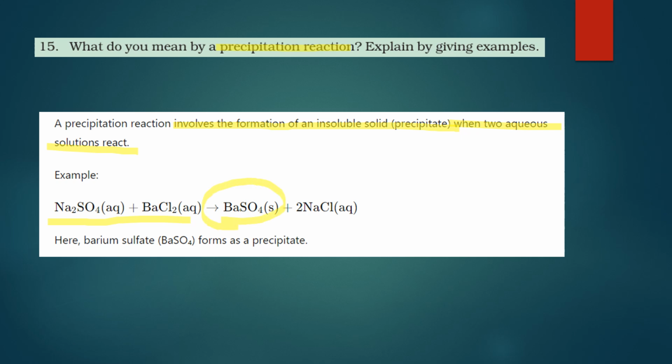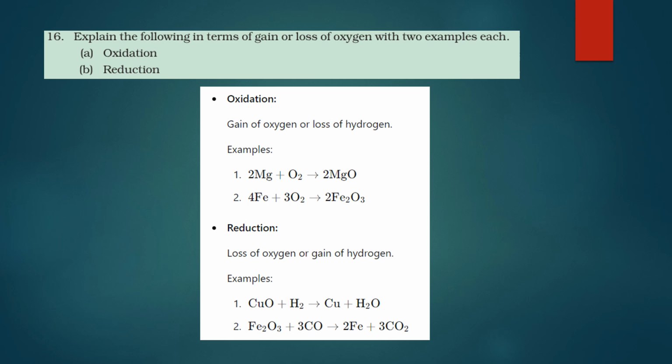So this BaSO4 is actually a precipitate. So this is a precipitation reaction. Next, we have to explain oxidation and reduction in terms of gain or loss of oxygen with two examples each.